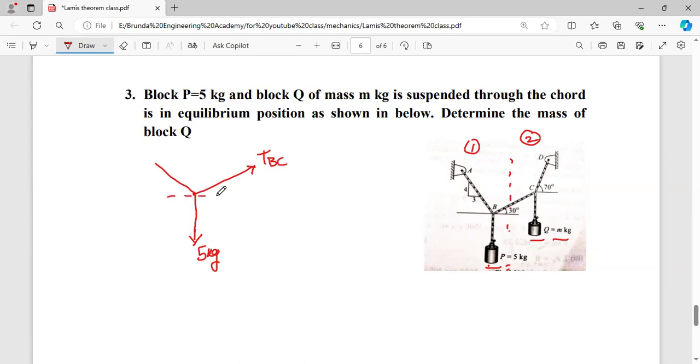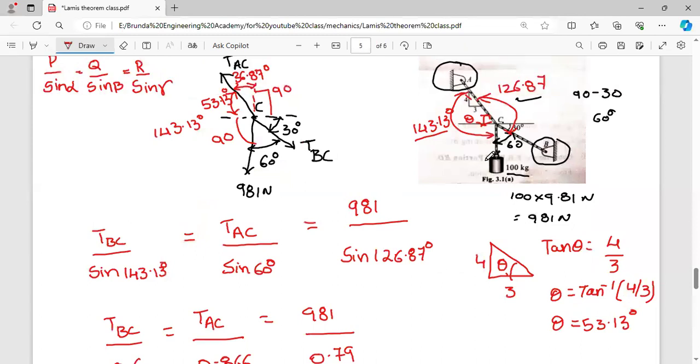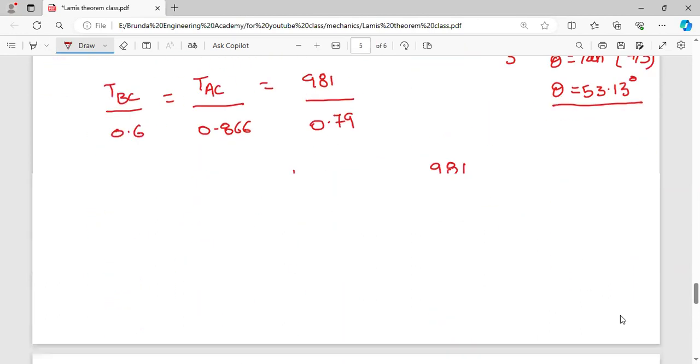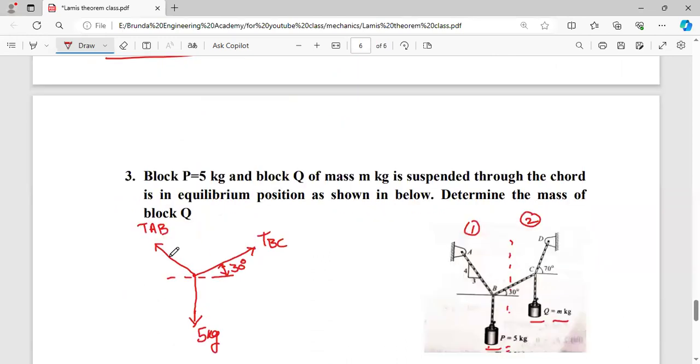Next, the angle of inclination with the horizontal is here 30 degrees. Next, coming to 4 by 3. Here 4 by 3 means here TAB, it is the tension. For the same thing, we have solved the 4 by 3 procedure. Opposite side by adjacent side, apply tan theta, we get the value of 53.13. So these are the angles we have identified.